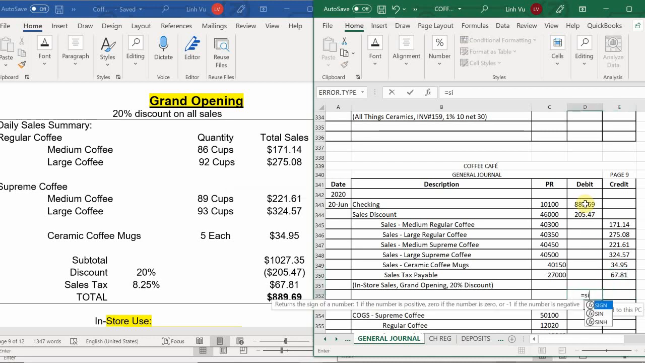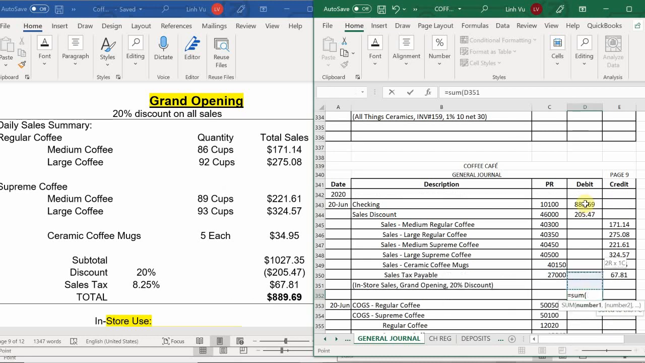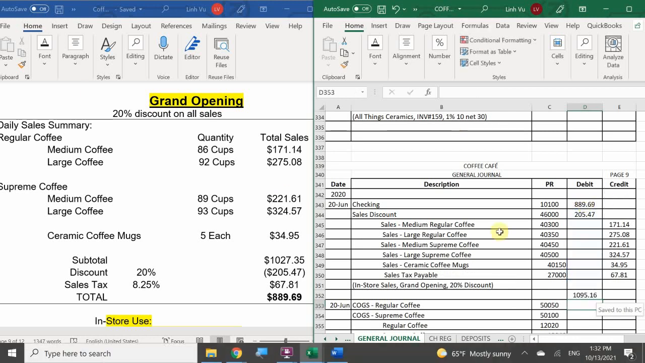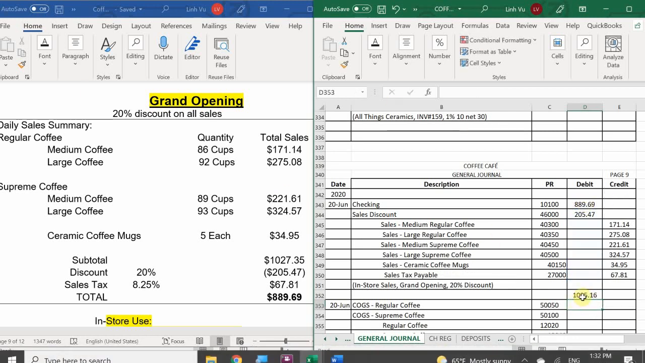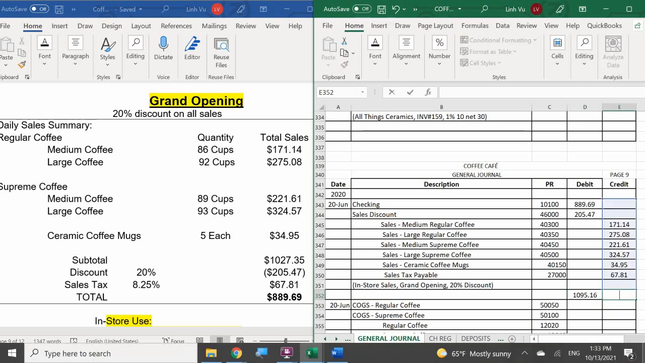All right, I'm going to run my formula to ensure I didn't make any typos here. So equals sum. Okay, so I have a grand total of 1095.16 on the left, 1095.16 on the right. Okay, so good. No typos there. In-store sales 20%. In-store sales, grand opening, 20%.